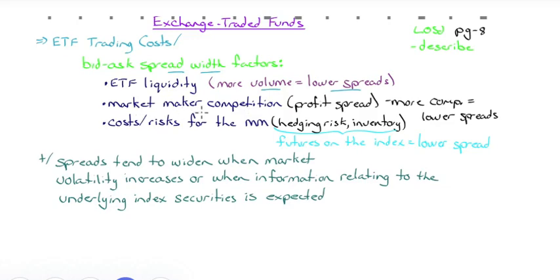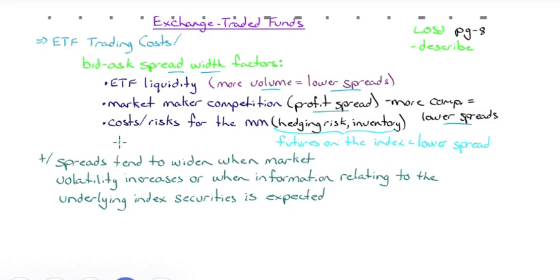Market maker competition. If I'm the only game in town, I can hold wide spreads, no one's competing with me. That's my profit spread. More competition, lower spreads, obviously. Costs or risks associated for the market maker or the authorized participant. This includes hedging risk and the risk of inventory.